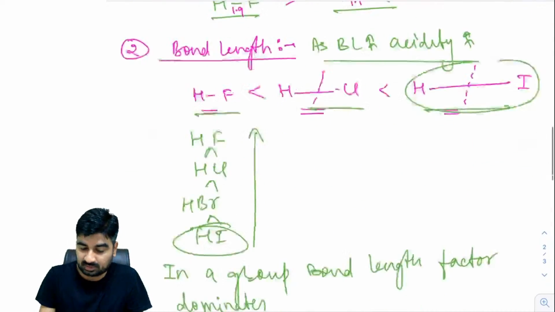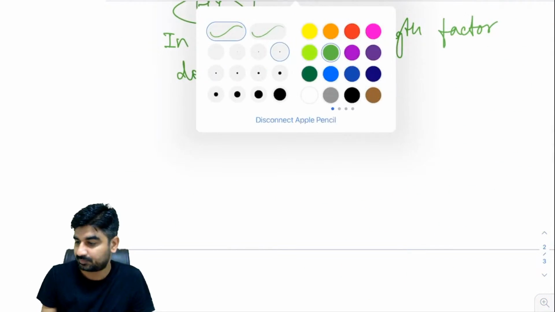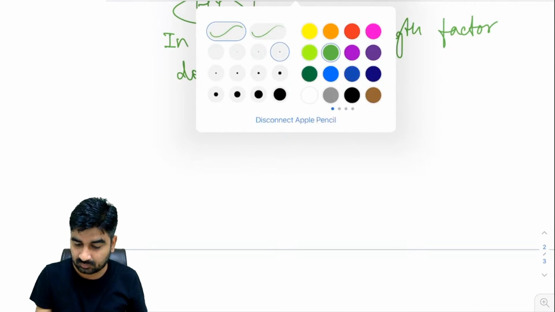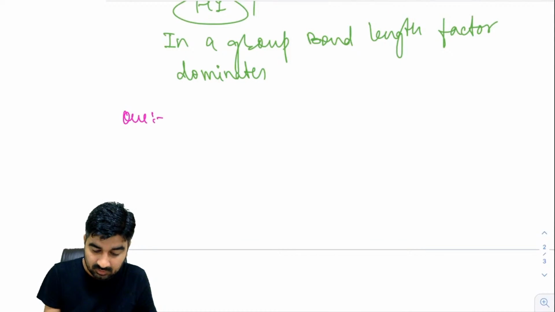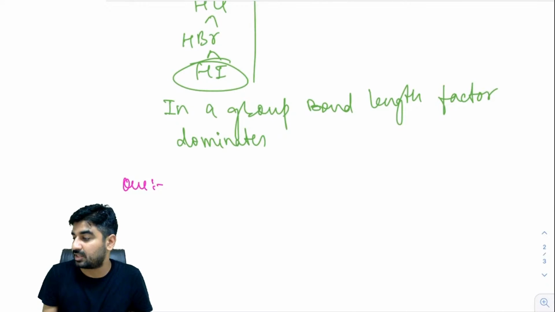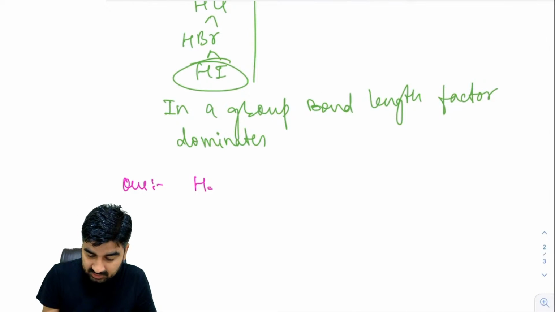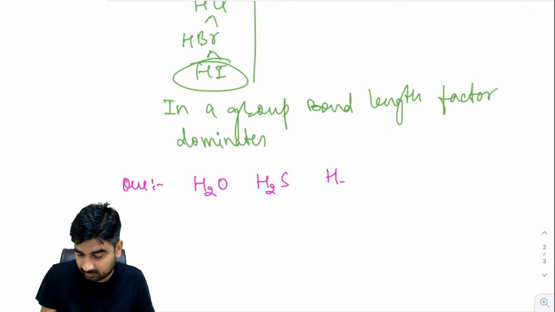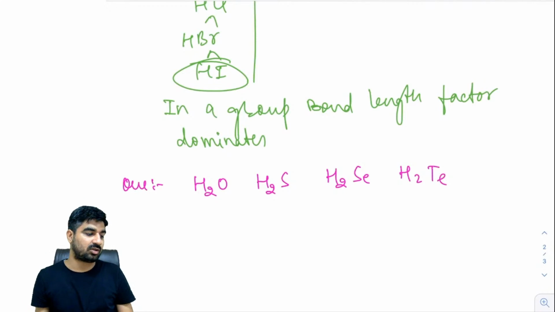So in a group, now suppose I give you a question. Such problems are asked in JEE. Now arrange them in increasing order of acidity: H2O, H2S. Arrange them in increasing order of acidity, please.